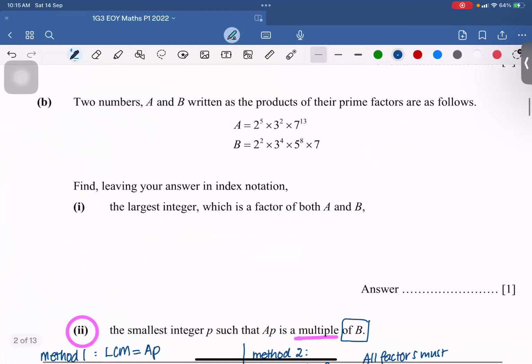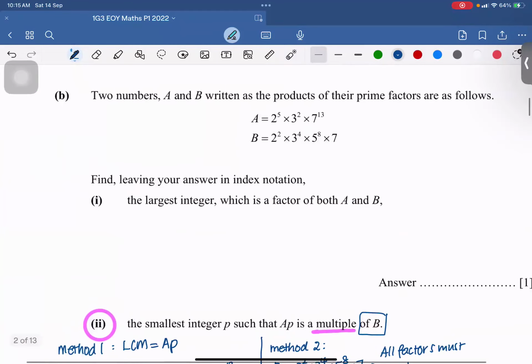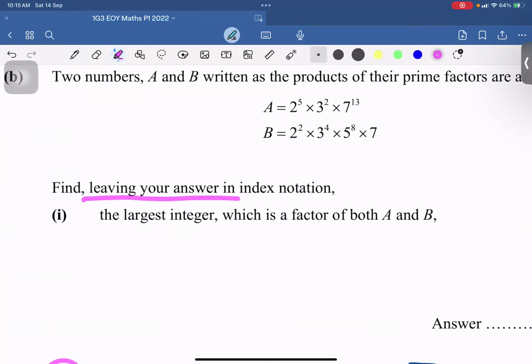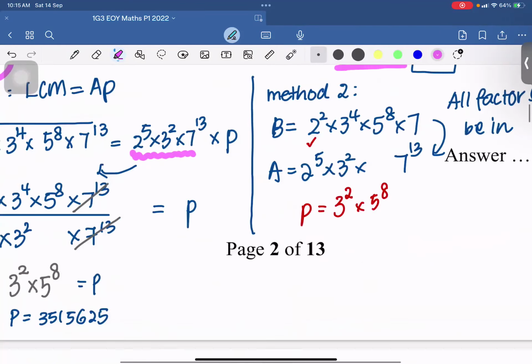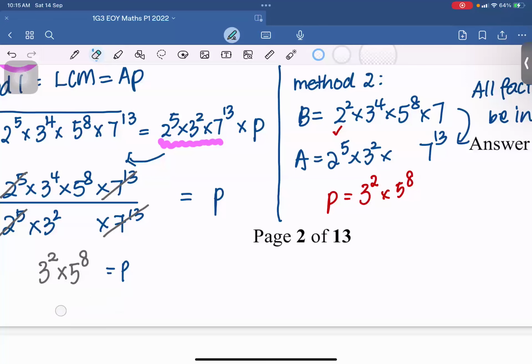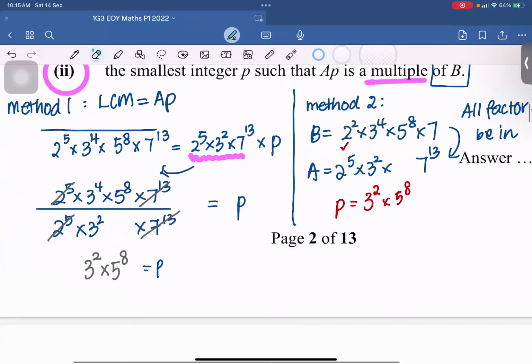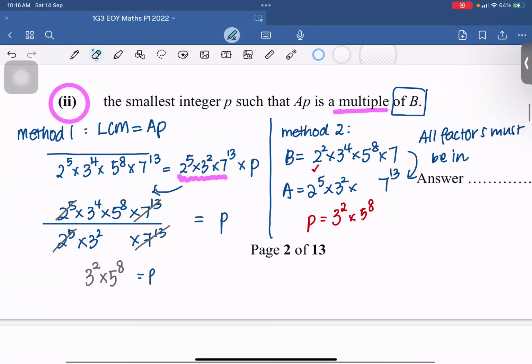Did they say leave in index notation? Okay, sorry. The question did say leave your answer in index notation. So in this case, our answer will be just this one. We need to calculate this. So you can use both methods. If you need to, you can write both methods down for your own reference. When you're done, let me know, then I'll continue to the next question.